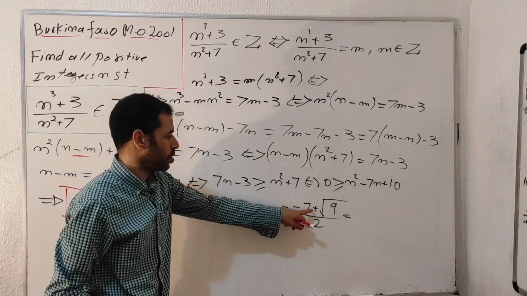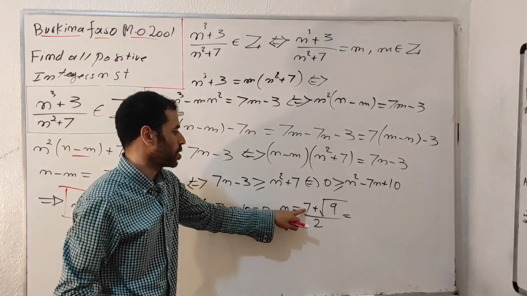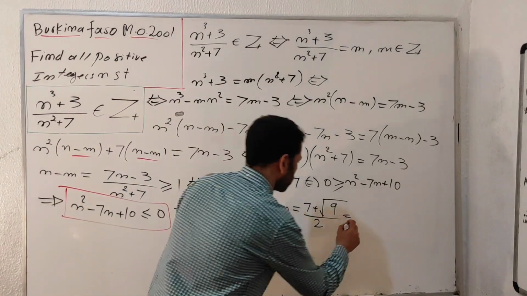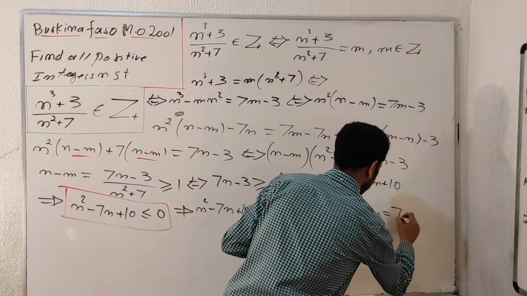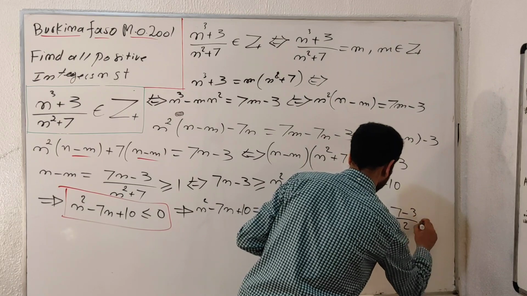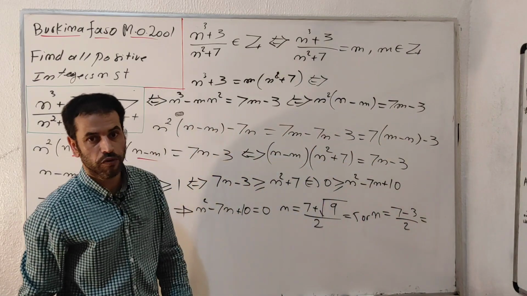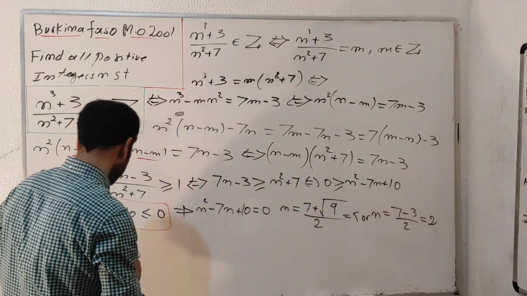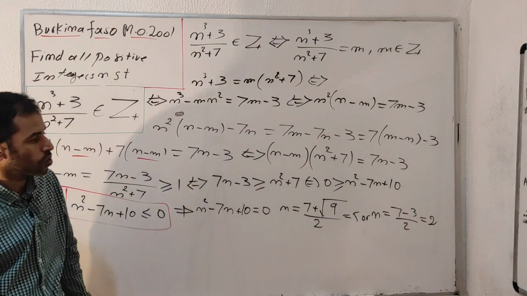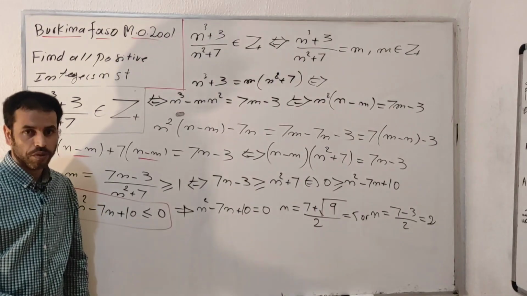which equals square root of 9, which is 3, 3 plus 7, which is 10, 10 over 2, which is 5. Or another solution, n equals 7 minus 3 over 2, 7 minus 3, which is 4, 4 divided by 2, which is 2. Okay, now we'll have two solutions. I'm going to bring these two solutions at the top and continue solving our problem.